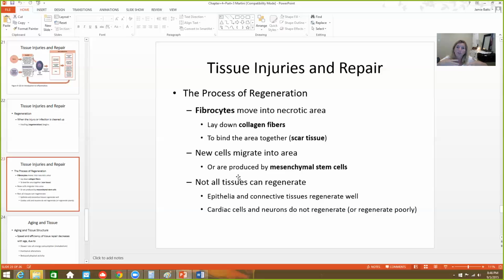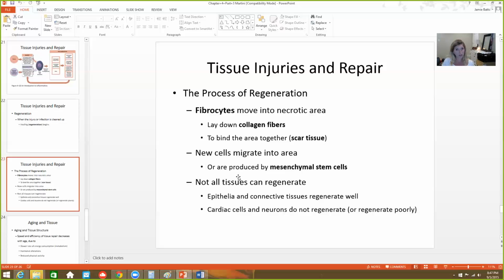And whether the area is on the inside of the body or the outside of the body, like our skin, it's collagen that forms our scar tissue. It's collagen that's forming those connections and repairing the tissue. So as that collagen is being laid down, new mesenchymal cells can kind of deposit themselves amongst the collagen, and the mesenchymal cells can start to differentiate into other cells, like fibrocytes or any of the other types of cells that are needed in that specific area, liver cells or whatever.